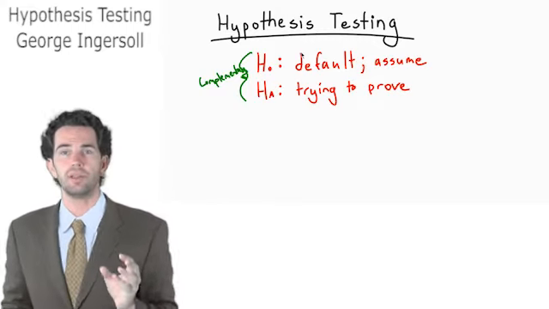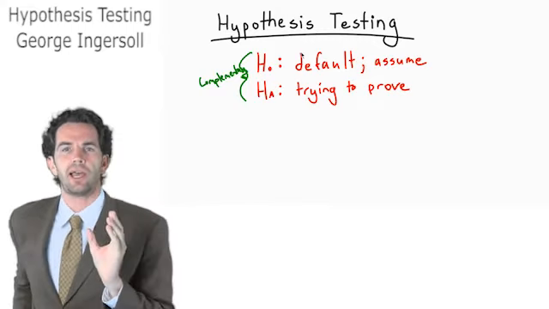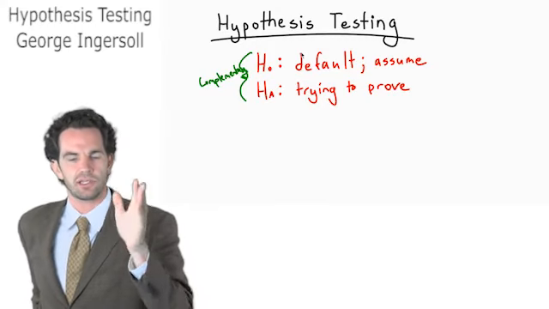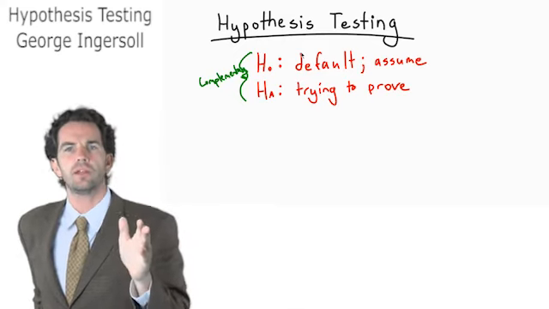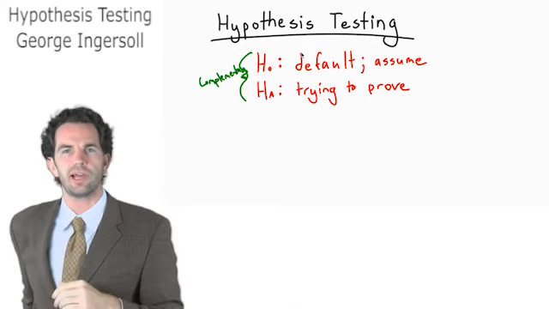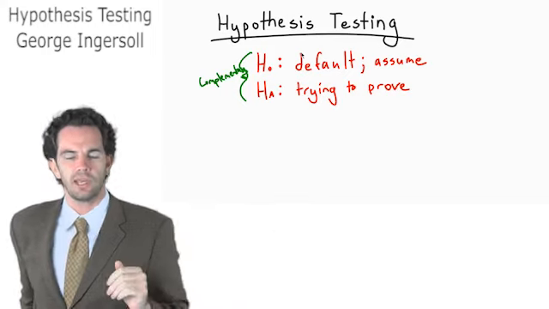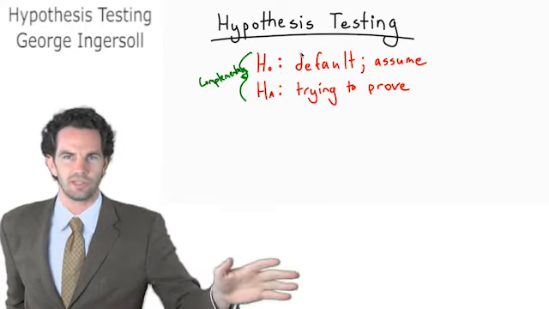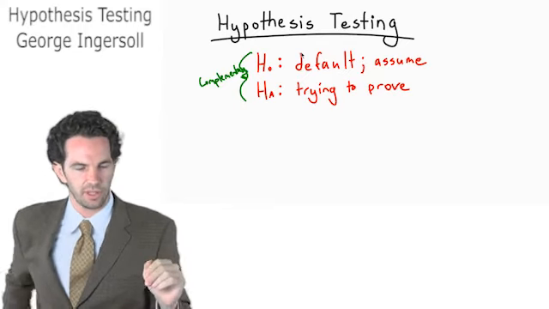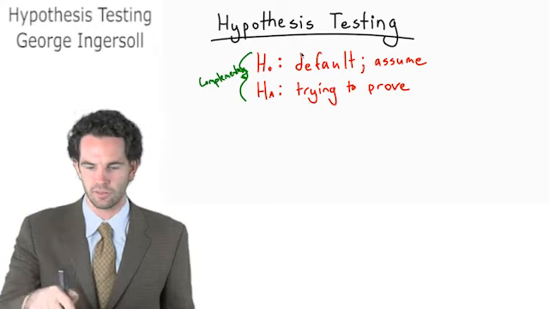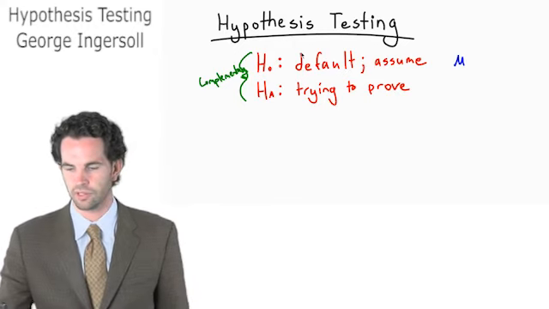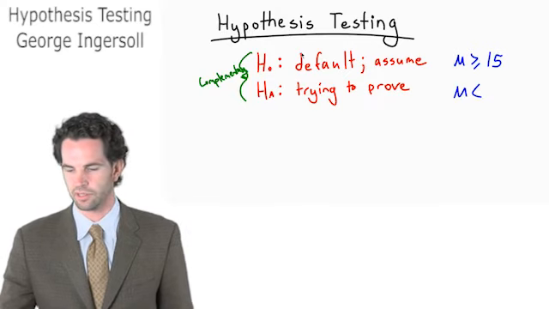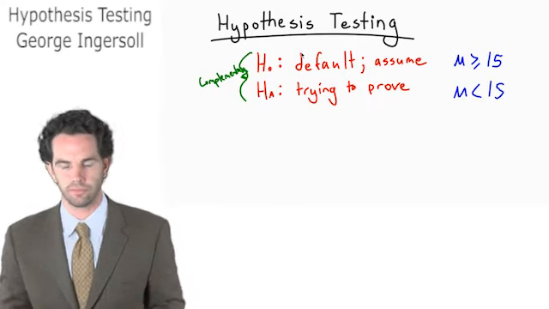That's one way of doing a null hypothesis. You might also have a situation where the null hypothesis is that the population has a certain value or greater, or a certain value or less. In which case the alternate hypothesis would be, no, it's actually the opposite. So if the null hypothesis was mu is greater than or equal to 15, the alternate hypothesis would say mu is less than 15, for example.